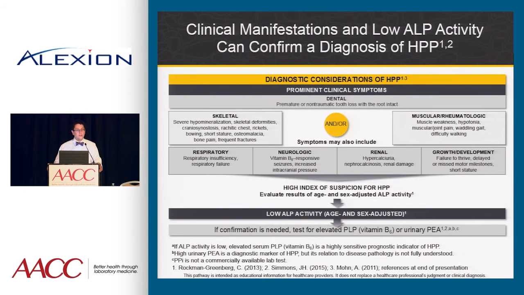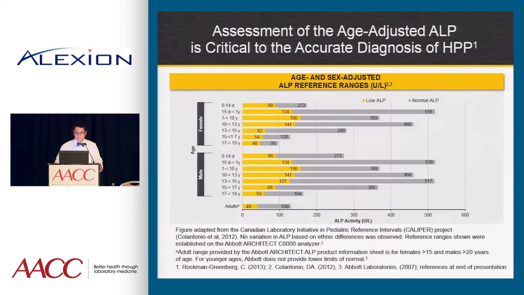I won't talk about urinary PEA. That's a little bit more difficult and esoteric. And I can tell you as a clinician, it's something that I'll send off, but I don't really pay too much attention. I'm able to make the diagnosis these days with a low ALK phos and elevated vitamin B6, and then I send off genetic testing in essence.